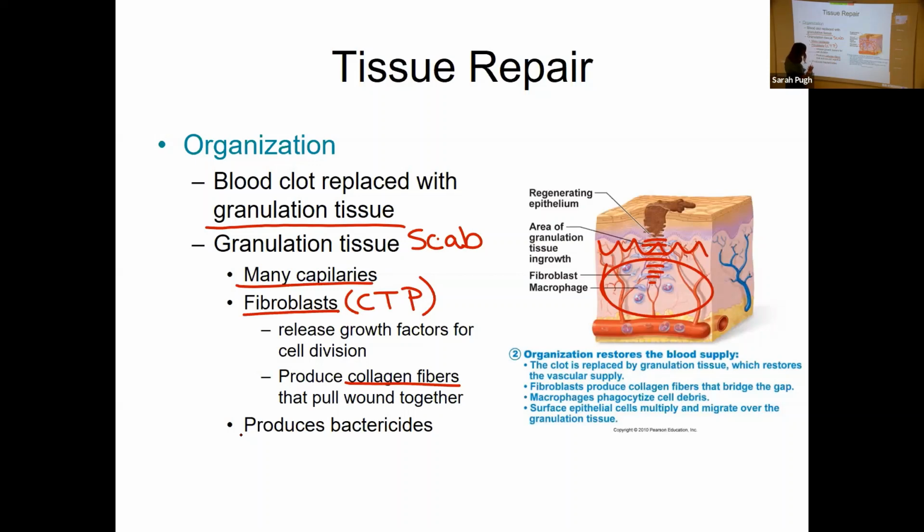Also, granulation tissue has bactericides in it. Remember, we talked about how your skin releases bactericidal substances. Granulation tissue does the same thing.